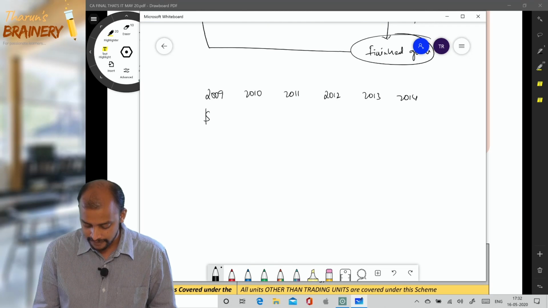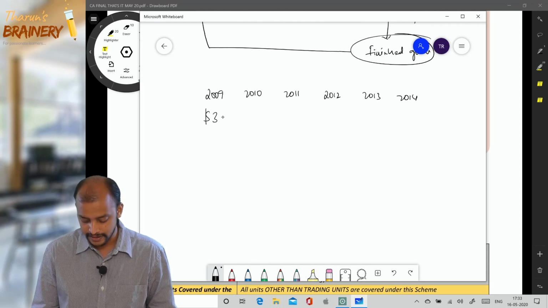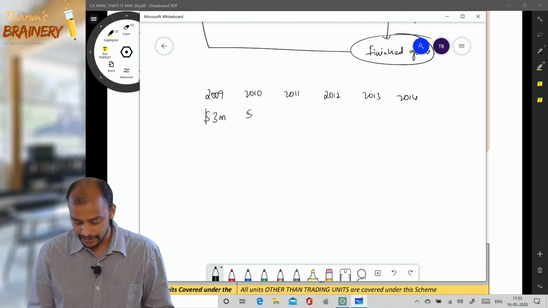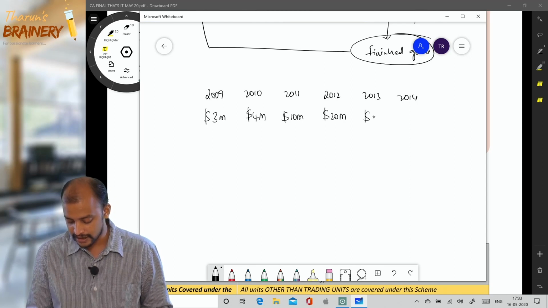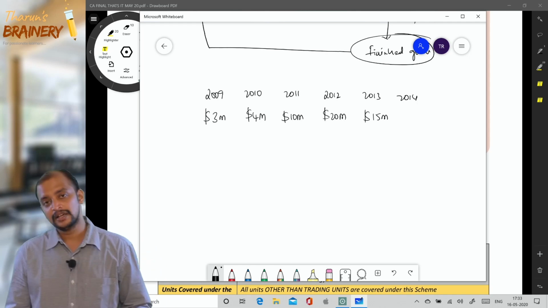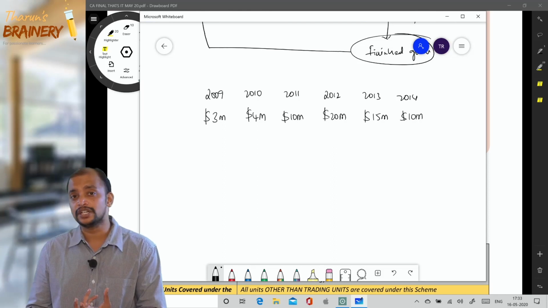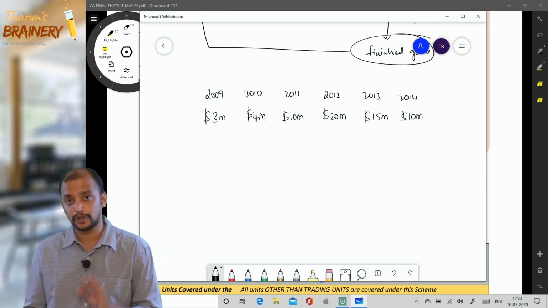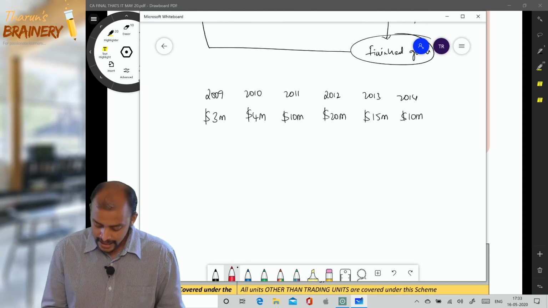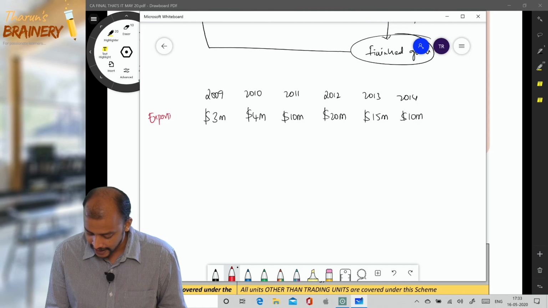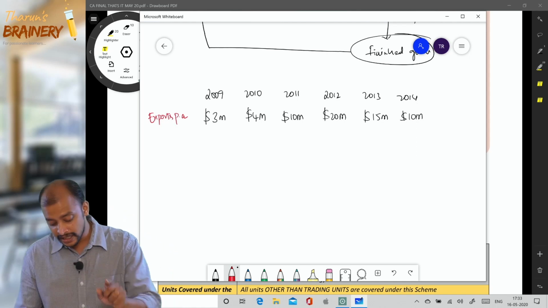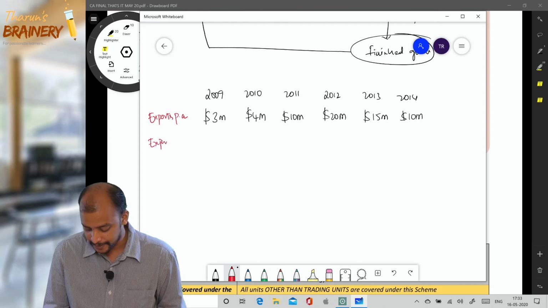So here it is somewhere $3 million, whereas in 2010 it is $4 million, and in 2011 it is $10 million, in 2012 it is $20 million, in 2013 it is say somewhere $15 million, and 2014 it is again say $10 million, like that we have. Now every year you need to take current year and the previous 3 years as the export performance. This is exports per annum. But what we need is export performance.